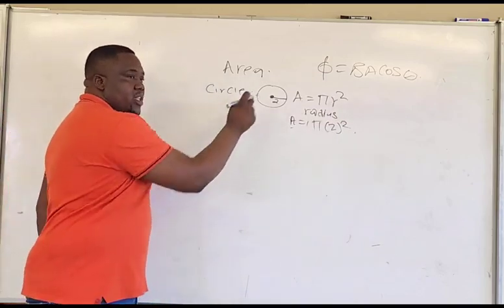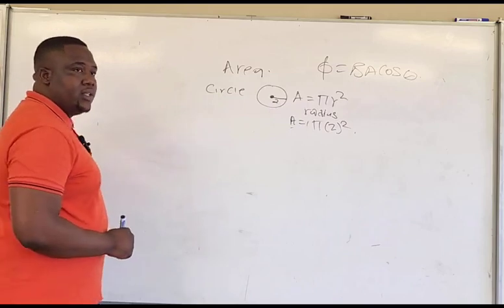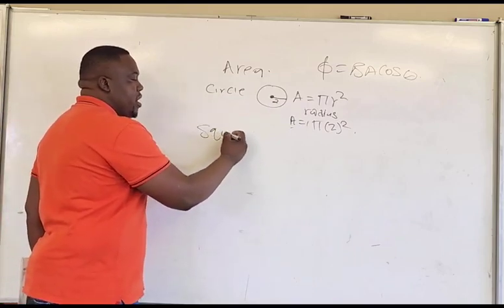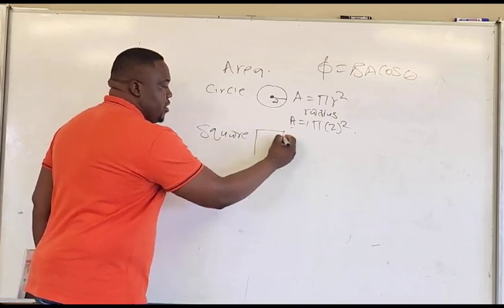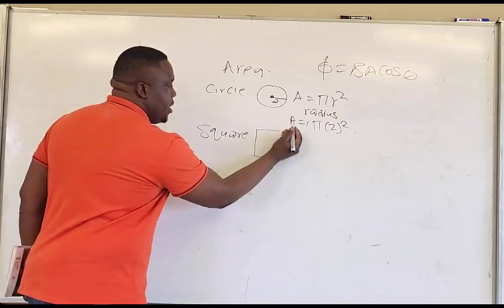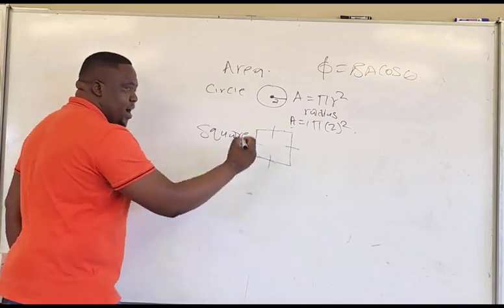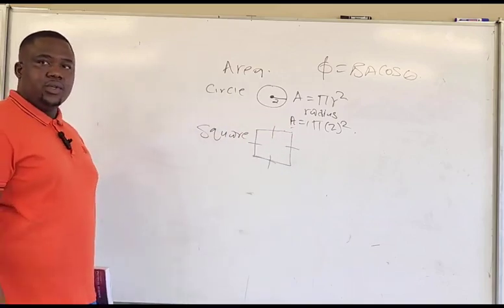We need to know the area of a circle. Then we come to the area of a square. We need to know the area of a square. What is a square? All sides are equal. So what do we have?